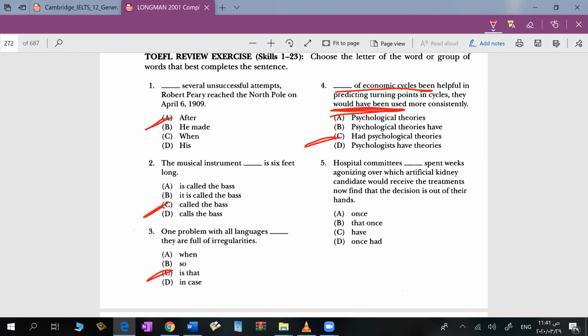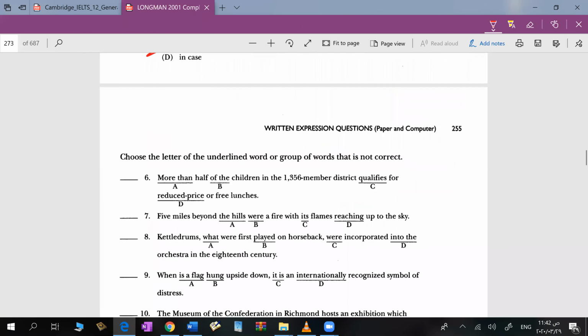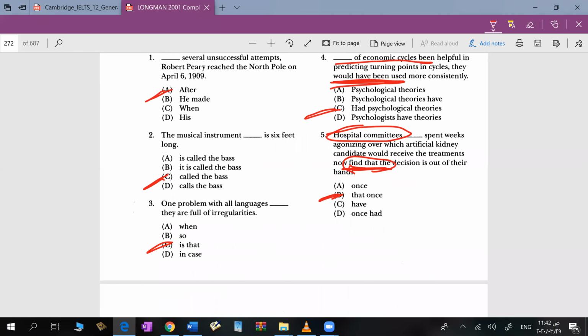Number 5, hospital committees spent weeks organizing over which any candidate would receive the treatment. Now find that, this is the verb. The decision is out of their hands. I think B. That once spent. Yes, hospital committees is the subject, and finds is the verb. Okay, that once spent weeks organizing. Okay, very good. This one I do not understand.